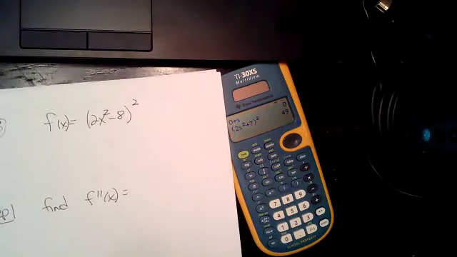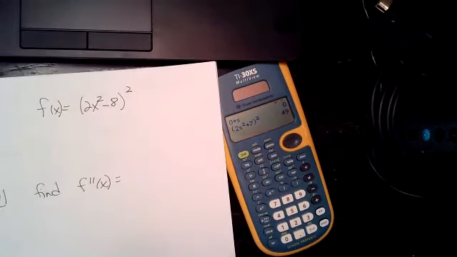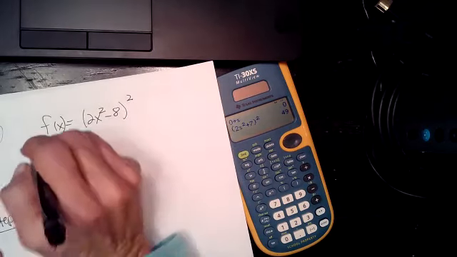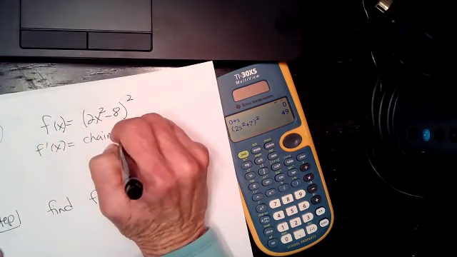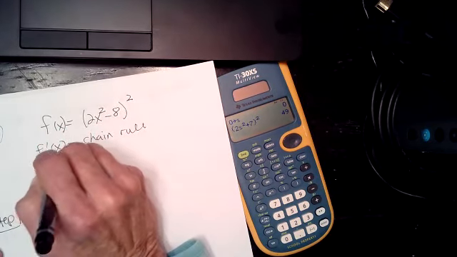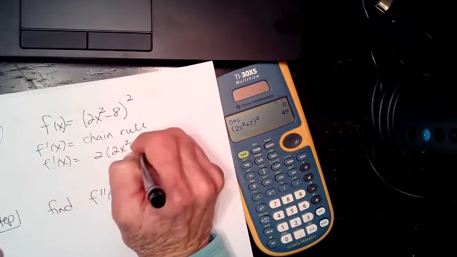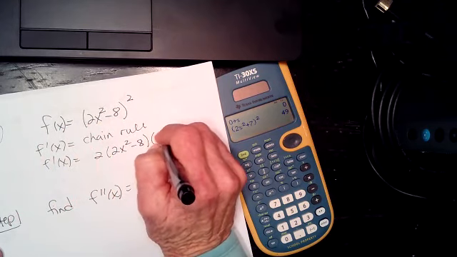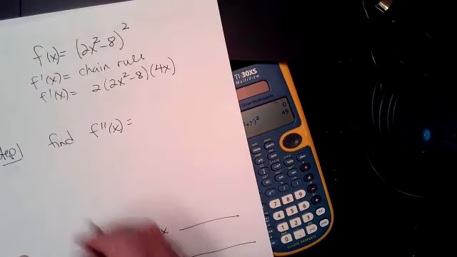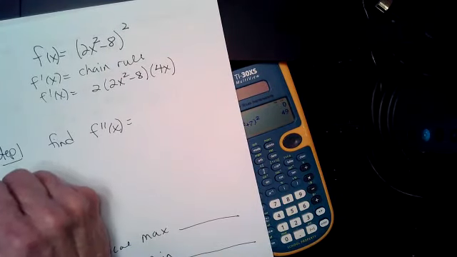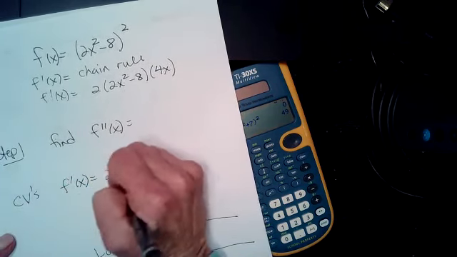Okay, so last problem, I think. Yes. Okay, so it's asking for the second derivative. So we're going to find the first derivative using the chain rule. So f prime of x is 2 times 2x squared minus 8 to the first times 4x. And when it comes to finding the local maximum critical values, I'm probably going to use that derivative because it's already factored.